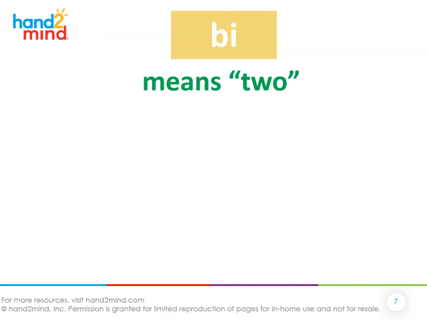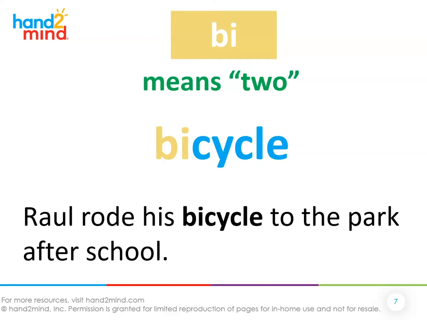Prefix bi means two. What do you think this word means? Bicycle. In this word, the root word is cycle, which usually means a wheel or something circular. When you add the prefix in front of it, it means two wheels. For example, Raul rode his bicycle to the park after school. A bicycle is something that you ride that has two wheels.